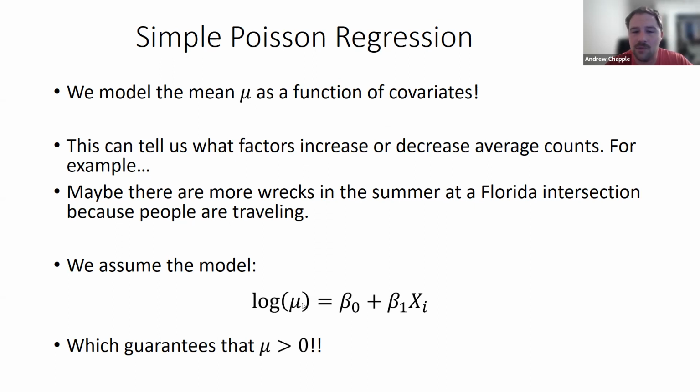Why do we model log of mu? We model it as log of mu because the exponent of anything is positive. So it's got to be a positive expected count. It's similar to why we do the logit transform.